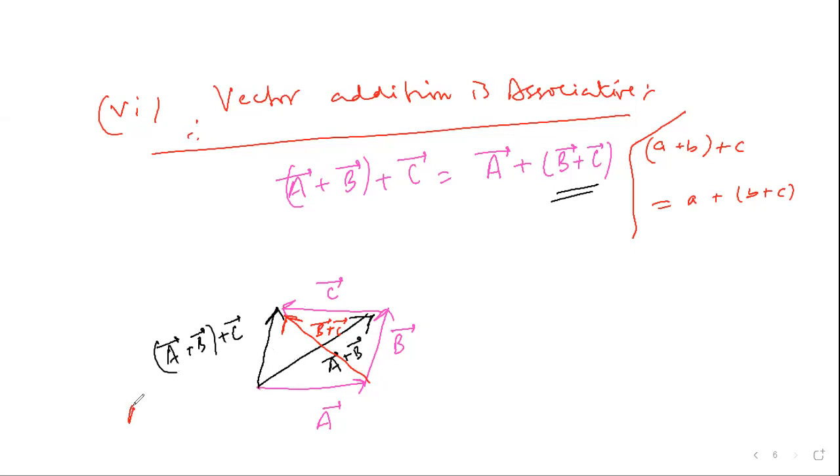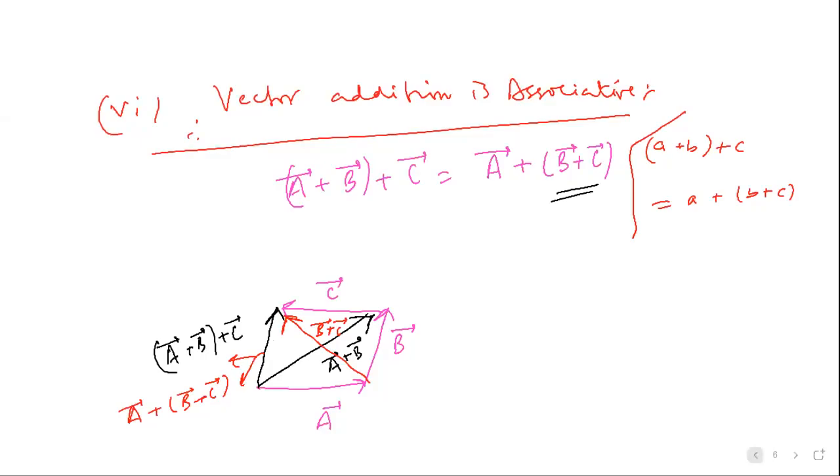So it's also A plus B plus C, right? This also A plus B plus C. So this is the same vector. That means vector addition is associative, right? Then we have, this was our sixth property.